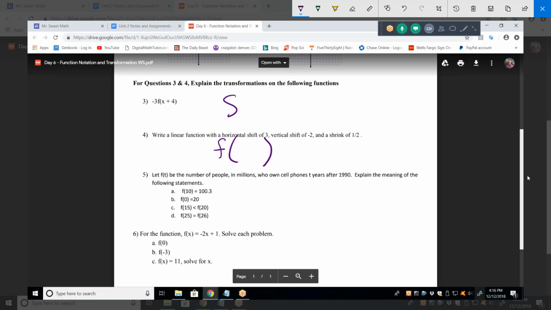So here's our parent function. What would a horizontal shift of 3 be? Would it be a +3 in front of the f? No, horizontal, everything is inside the parentheses. Oh, so then it would be x + 3? Well, it doesn't say which direction, so it's a little ambiguous. It didn't say left or right, so we'll assume it's to the right. To the right would be x minus 3. To the left would be x plus 3.